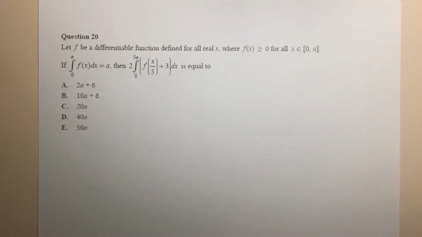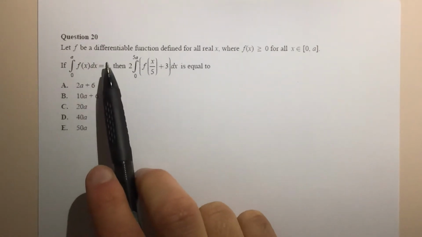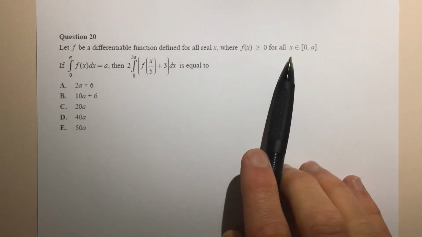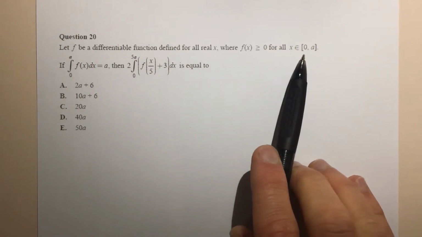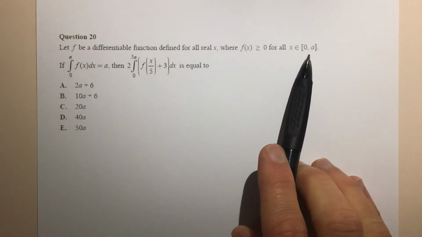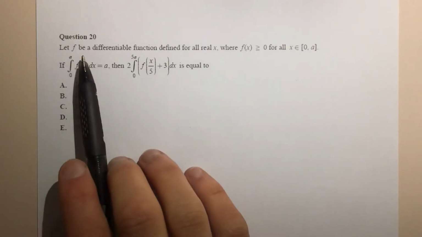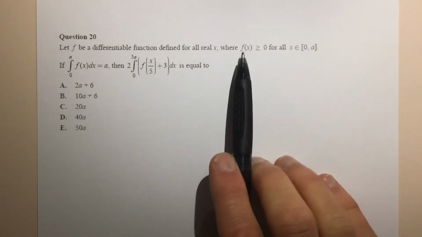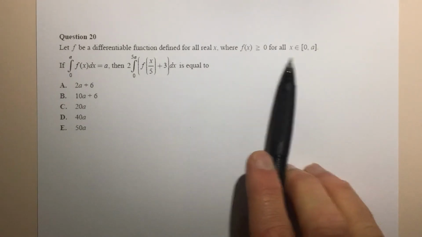So this one says, let f be a differentiable function defined for all real x where f of x is greater than 0 for all values of x between 0 and a. Okay, so we've basically got a continuous smooth function where the function values, the y values, are positive over this interval.